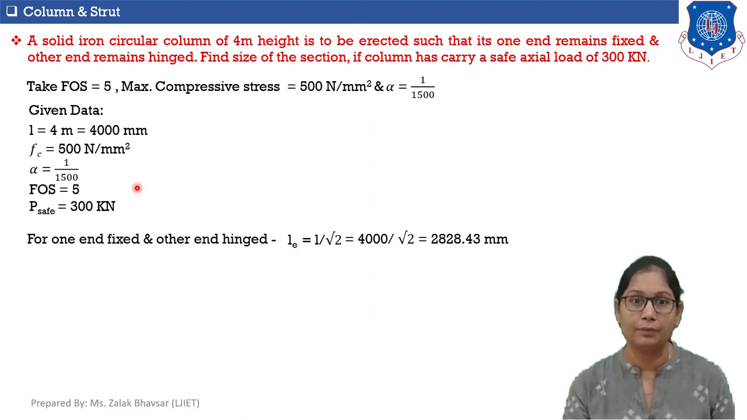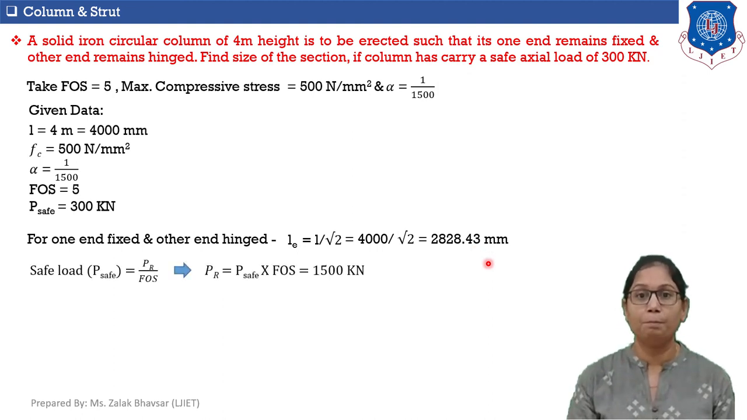So first of all, we will calculate LE, which is effective length of the column. Here column end condition is that one end of the column is fixed and the other end is hinged. So LE is equal to L upon under root 2. Value of L, which is original length, is 4000 upon under root 2. So I am getting effective length of this column is equal to 2828.43 mm.